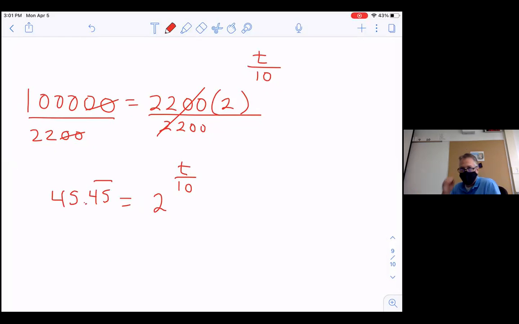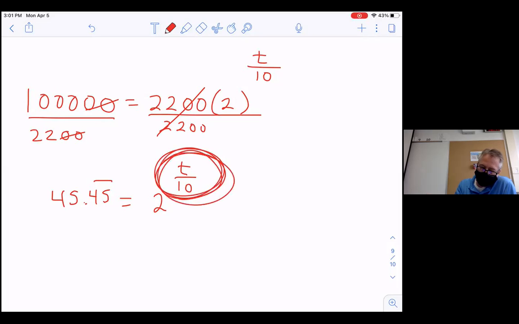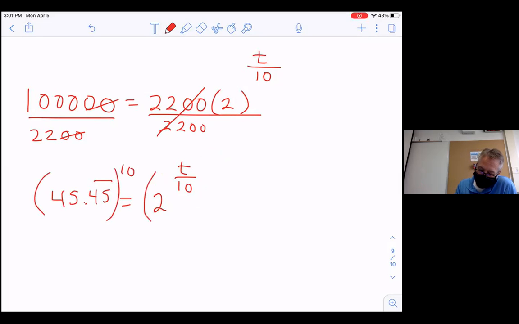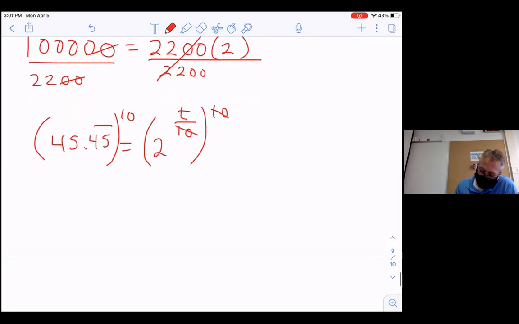Okay, thank you. All right, now we're still in this kind of pickle here that we've got 2 to the t over 10. Now I could get rid of that 10 by taking both sides to the 10th power. Because remember, when you have a power to a power, you multiply the exponents. I still have 2 to the t equals 45.45 to the 10th. How do I get that t down from being that exponent?